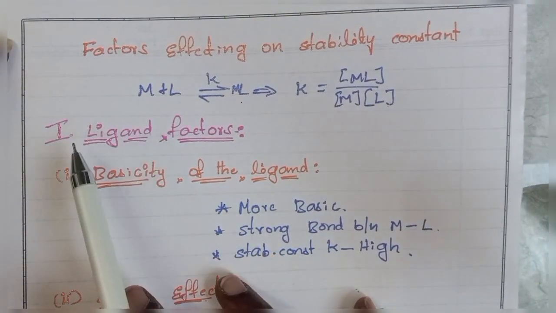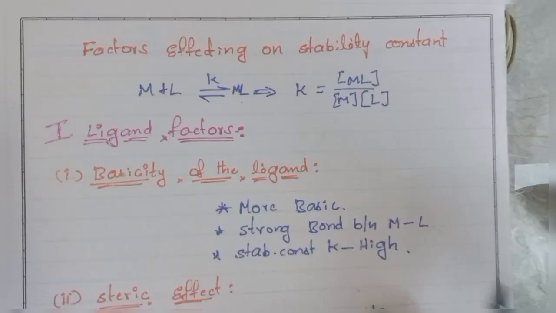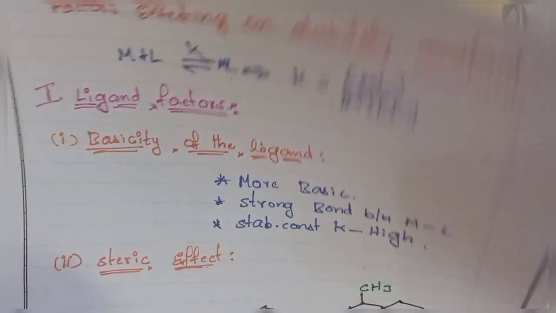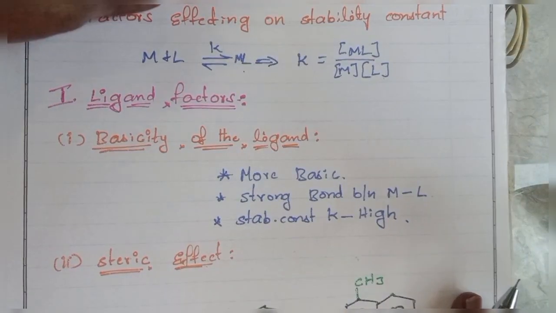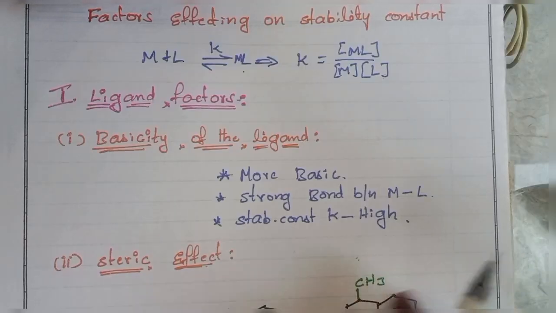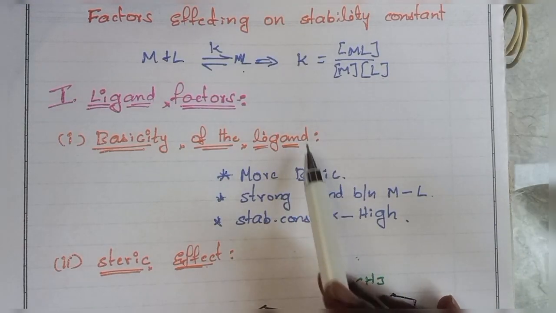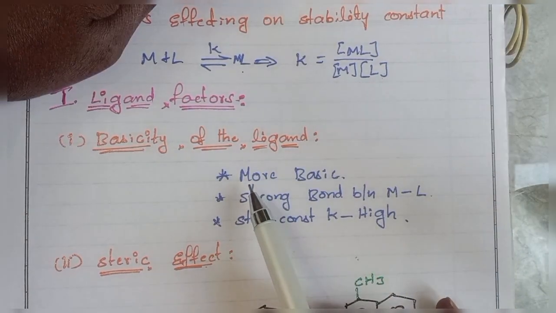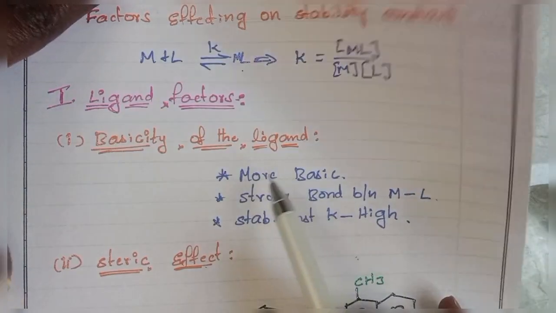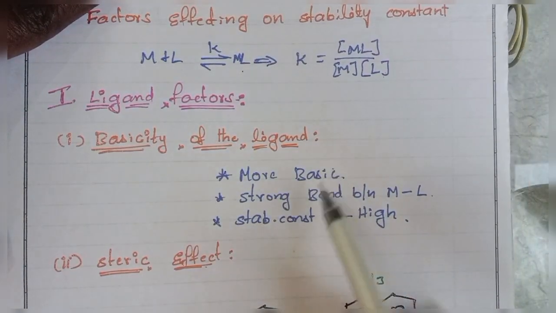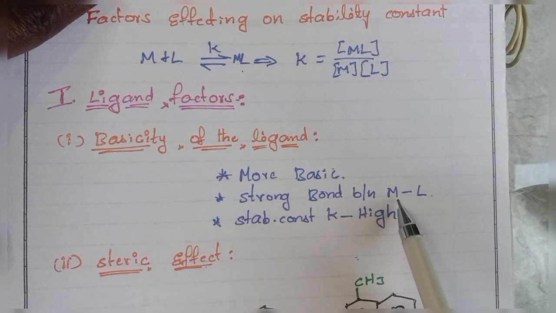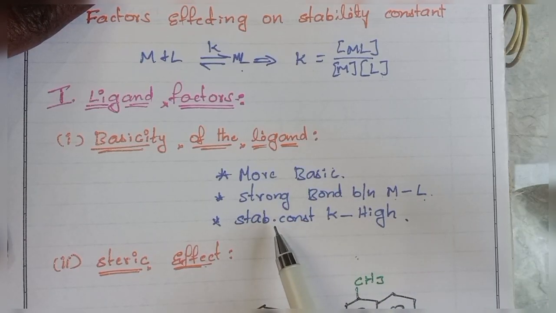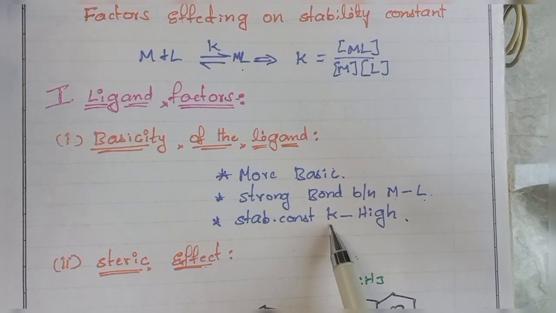So first, if we see the ligand factors, basicity of the ligand. What is the basicity of the ligand? The capacity of donating electrons by the ligand to the metal ion is the basicity of the ligand, right? So if the ligand is more basic, it will form a strong bond between the metal and the ligand. Therefore, the stability of the metal complex is more and the stability constant K will be high.